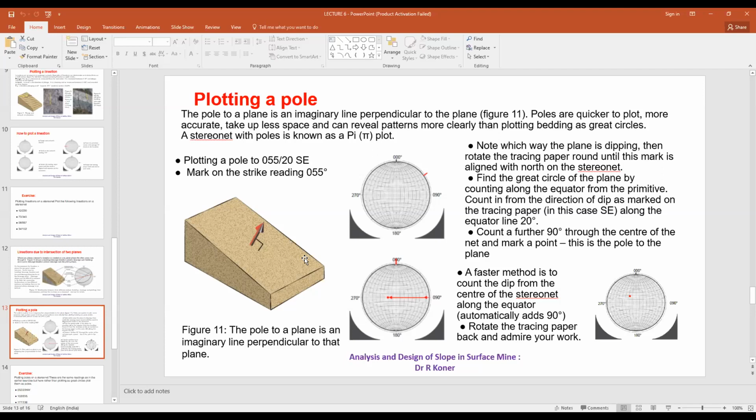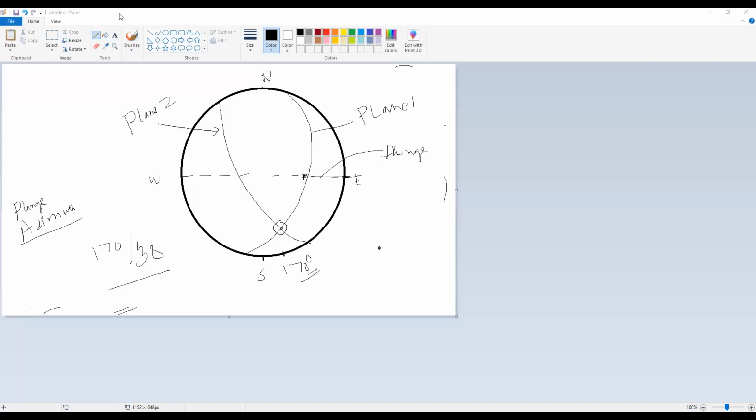Is it clear? Yes, sir. Okay. Now note down. Why this 90 degrees is added, let me explain it better at my end.